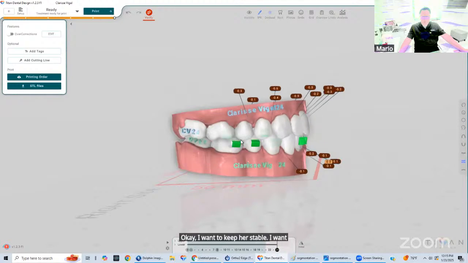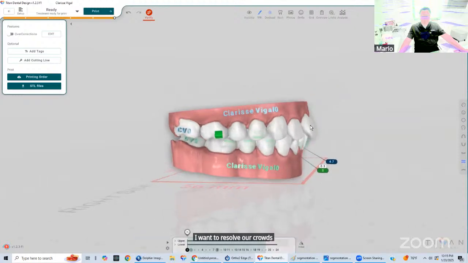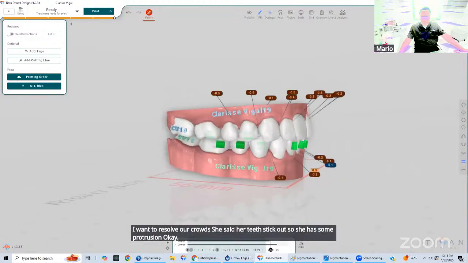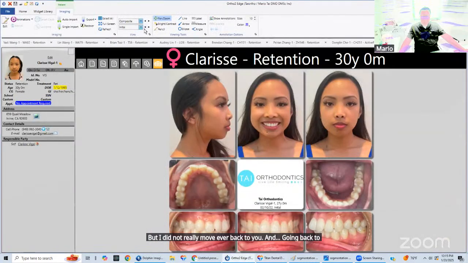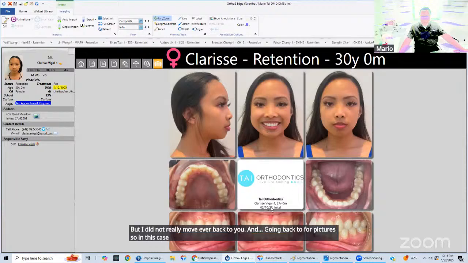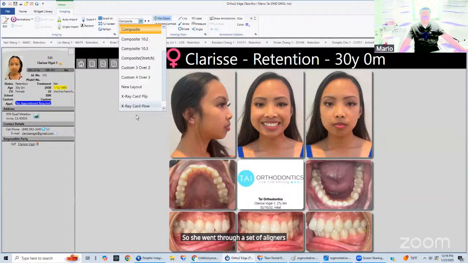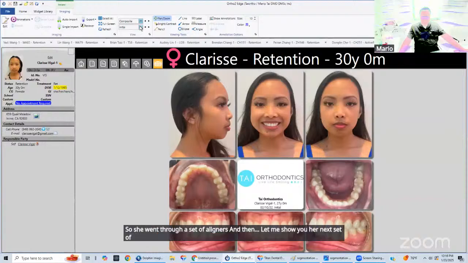I want to address her chief complaint. I want to resolve her crowdings. She said her teeth stick out, so she has some protrusion. Okay. But I did not really move any of her back teeth. And going back to her pictures. So in this case, this was February 2022. So she went through a set of aligners, and then let me show you her next set of pictures. And after I show you these, I'm going to show you how I did them.